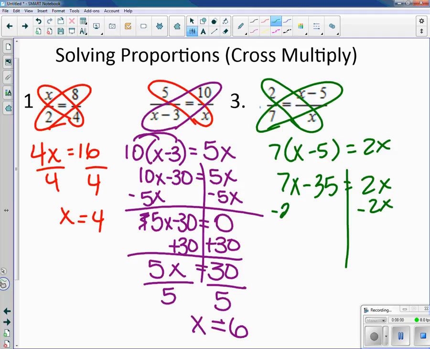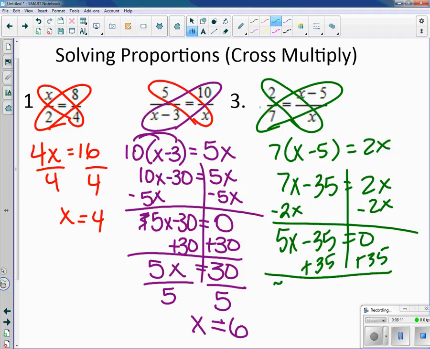Subtract 2x to both sides. 5x minus 35 is equal to 0. Add 35. 5x is equal to 35, divided by 5. x is equal to 7. So far, so good?